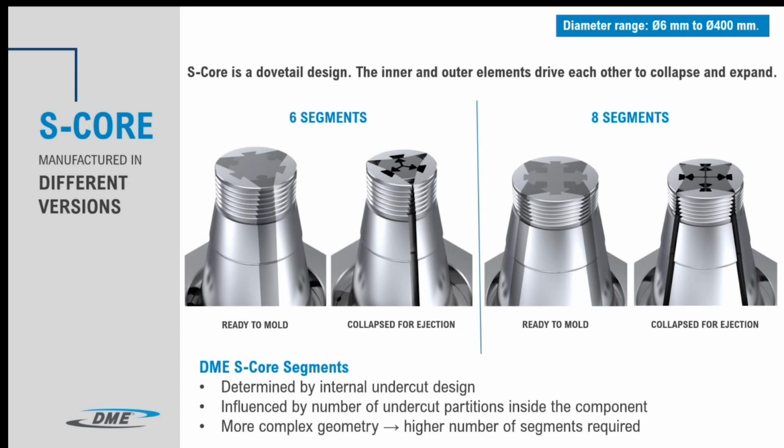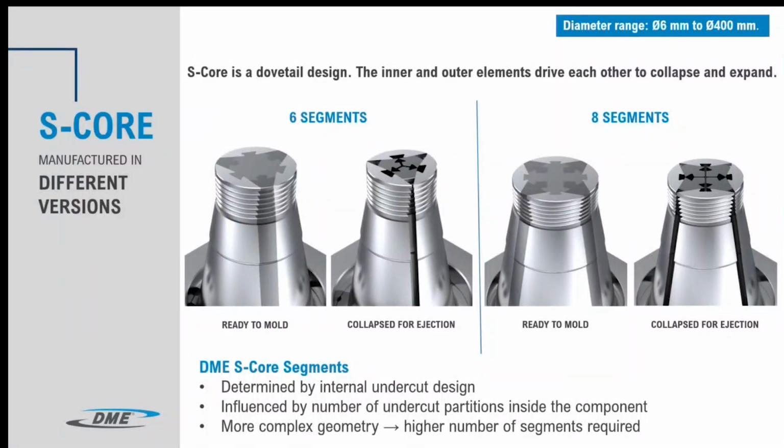So sometimes we only need 6 segments, but sometimes with more complex geometry, we also have the possibility to do this with 8 segments, so that we can better produce what the part needs. The function is also the same, but here we sometimes have more segments for the undercut. And again, as Jeremy explained in the slides before, we started with 6 millimeter diameter, and at the moment it's at 400 millimeters on the diameter. So we have a big range of solutions that we can provide to you as our customers.